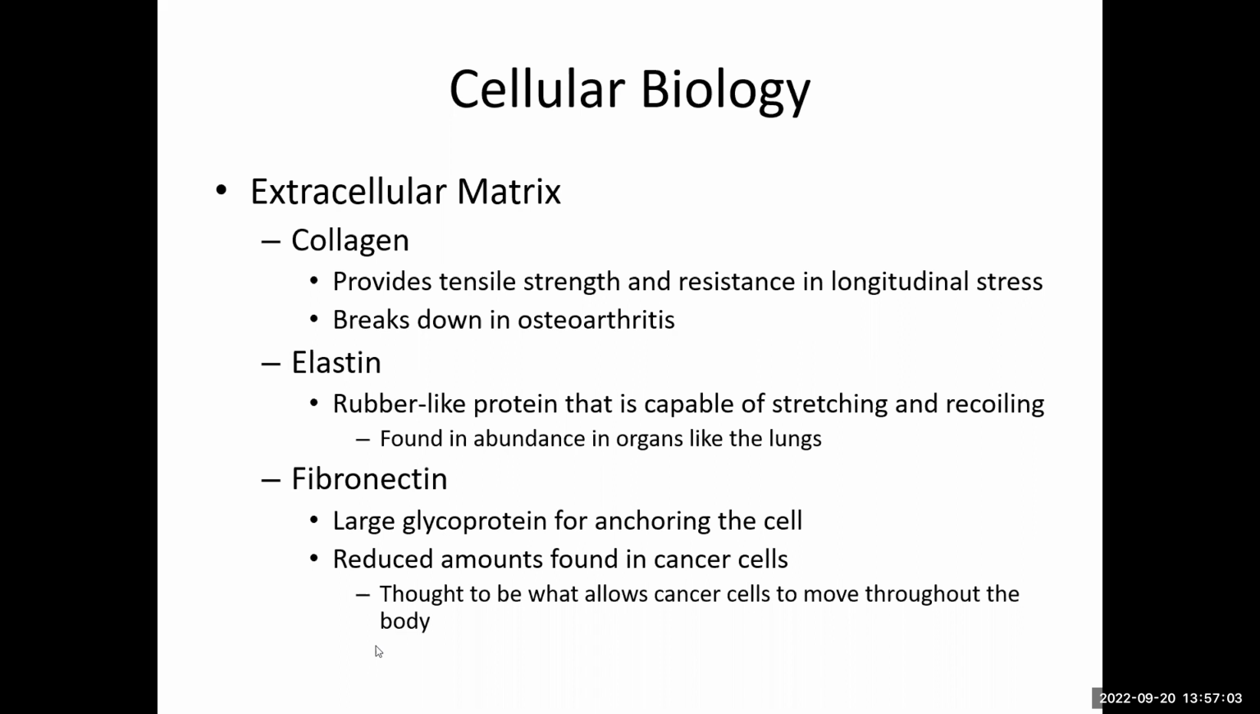Fibronectin, this is a glycoprotein that anchors the cell. It's going to make sure that the cell stays where it's supposed to be and doesn't migrate off to some other part of the body. In metastatic cancer, what we see is that this fibronectin has let loose, and these cancer cells now can move throughout the body and find themselves somewhere else and now produce cancer in another portion of the body. This is basically what happens when we have metastatic cancer.